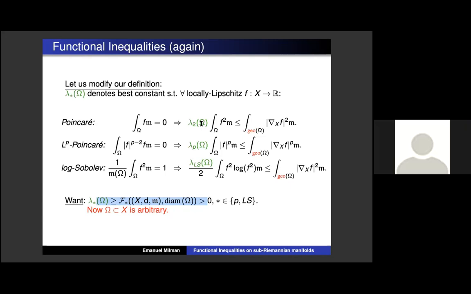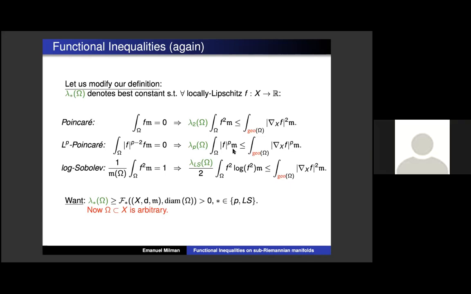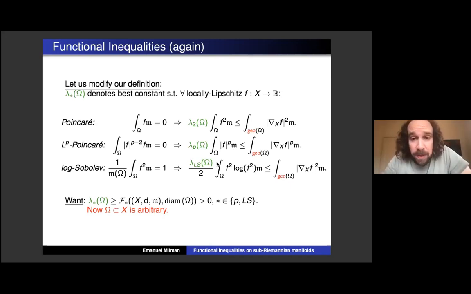Okay. Emmanuel? Yes? Is there a degree of freedom here in how you extend F beyond omega? F is just a locally Lipschitz function defined on the whole space, or just on the geodesic hull. So you start with a function which is defined, and then this result holds for any such function. There are no Whitney extension domains and so on. Okay, so this is about functional inequalities.